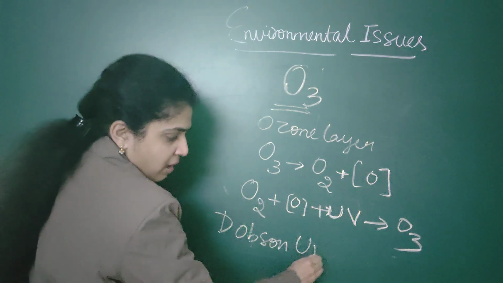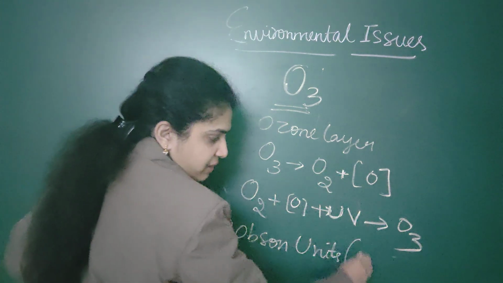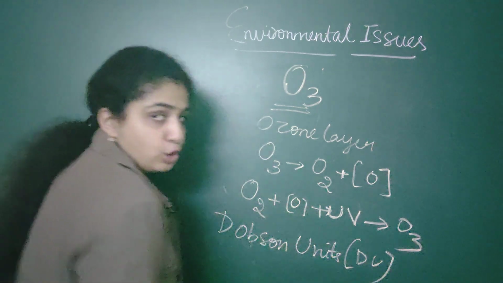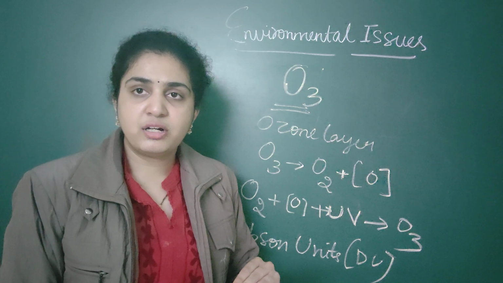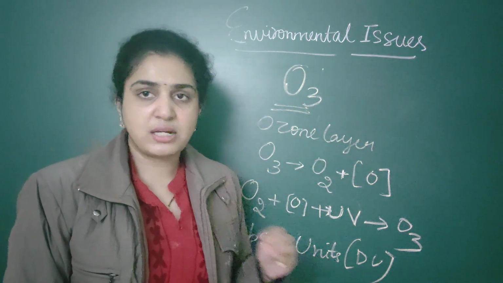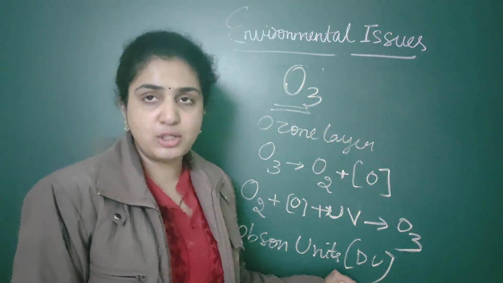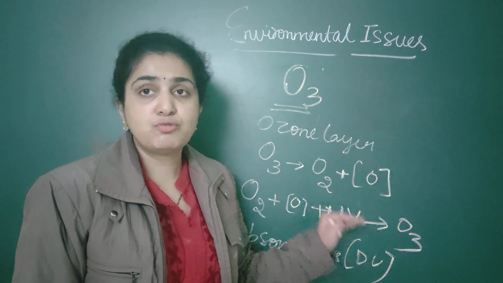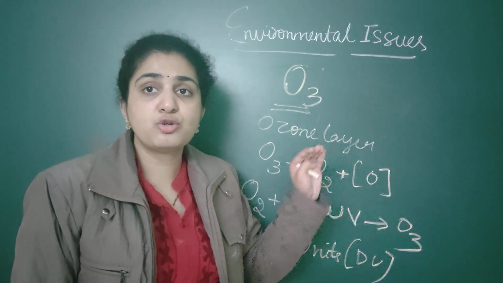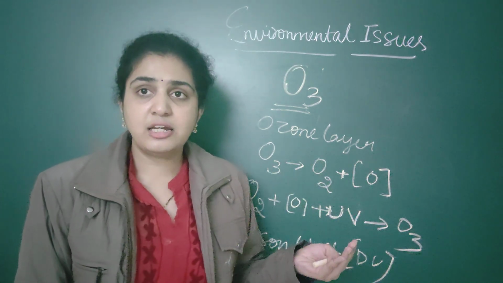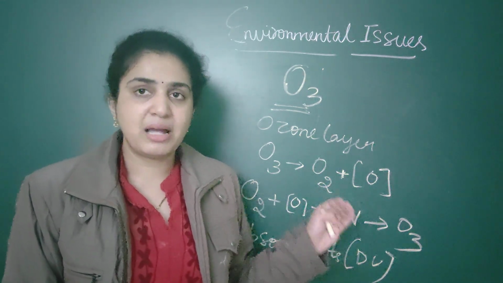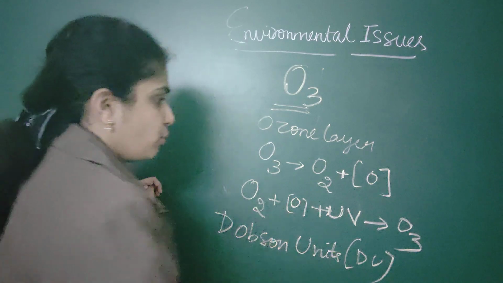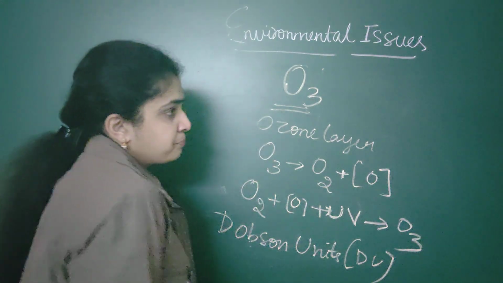Important NEET question: how is ozone measured? It is measured in Dobson units, from the bottom of the Earth's surface to the topmost layer. Important NEET question: what are Dobson units? You should also answer this, because last year NEET also asked it. The thickness of the ozone layer is usually measured by this. So that is the important question that you should remember here.